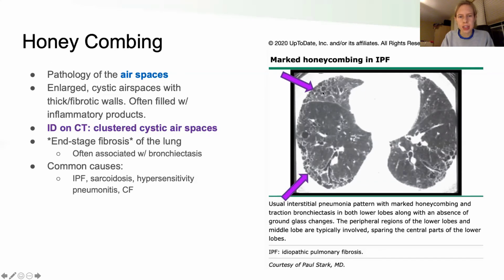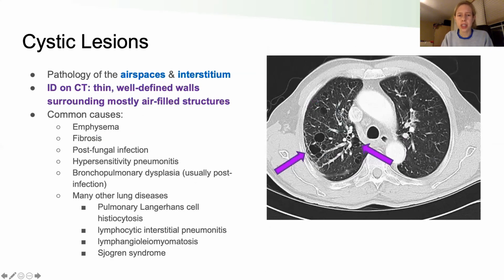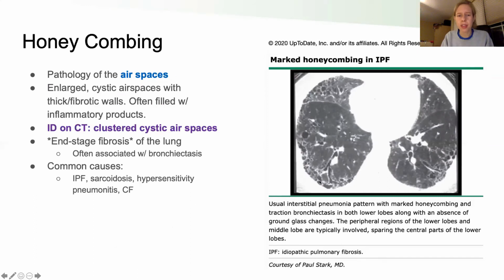So you can see there's one here, and all this between them is very, very thick. As opposed to the cystic lesions over here, you see these walls are super thin. That's more of a cyst. But when it's honeycombing, they're pretty inflamed, and so you've got all this fibrosis and thickening between them. So like I said, this is an end-stage fibrosis. So anything that can cause fibrosis can cause honeycombing. So we can see this oftentimes with bronchiectasis, which is long-time chronic inflammation from chronic infections, oftentimes in the lung. We can also see it with idiopathic pulmonary fibrosis, sarcoidosis, cystic fibrosis, anything that causes inflammation for a long time in the lung.